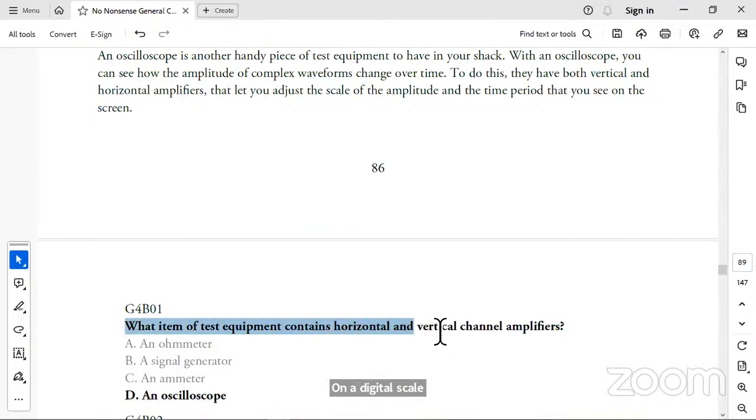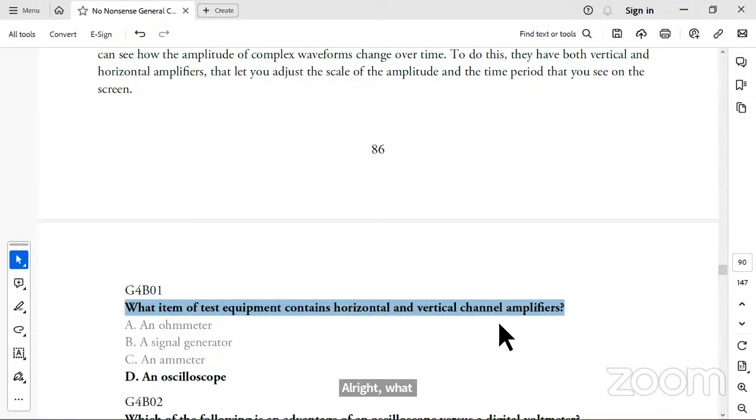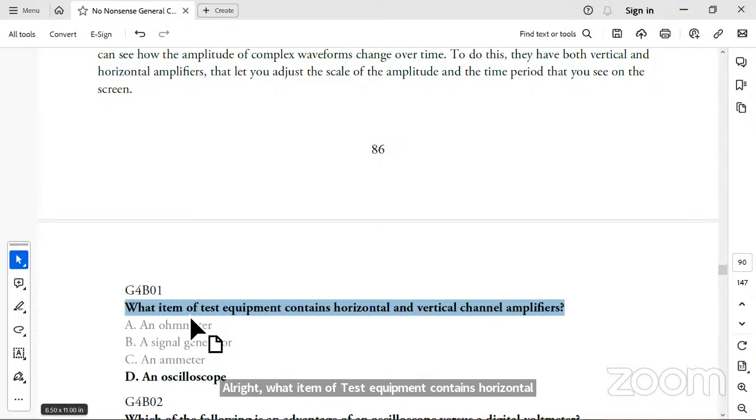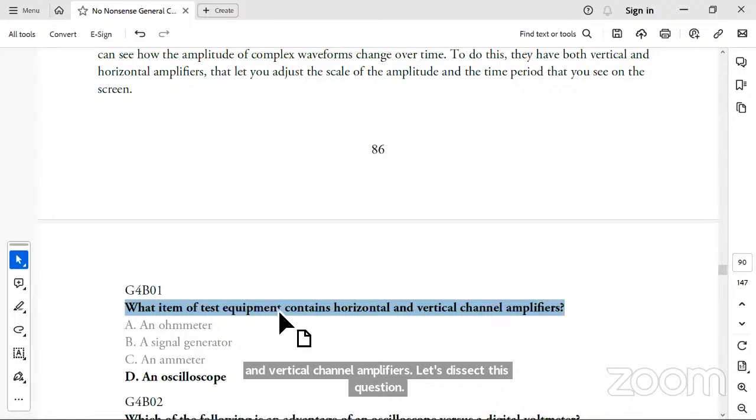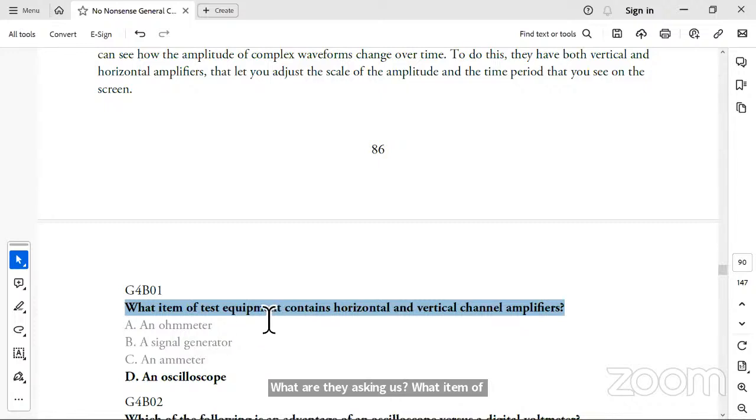All right, what item of test equipment contains horizontal and vertical channel amplifiers? Let's dissect this question. What are they asking us? What item of test equipment? Is it a multimeter? Is it an antenna analyzer? Is it an SWR meter? Is it an oscilloscope? That's what they're asking us.